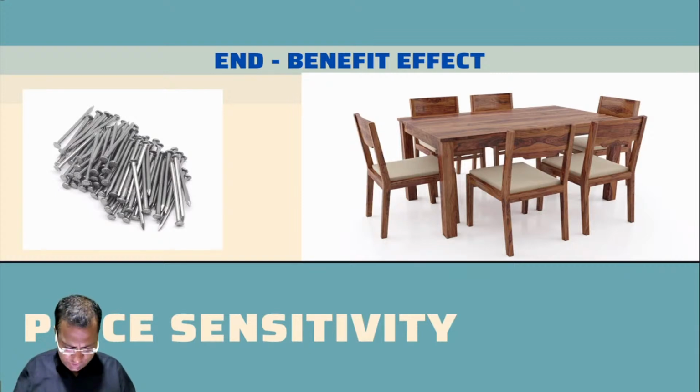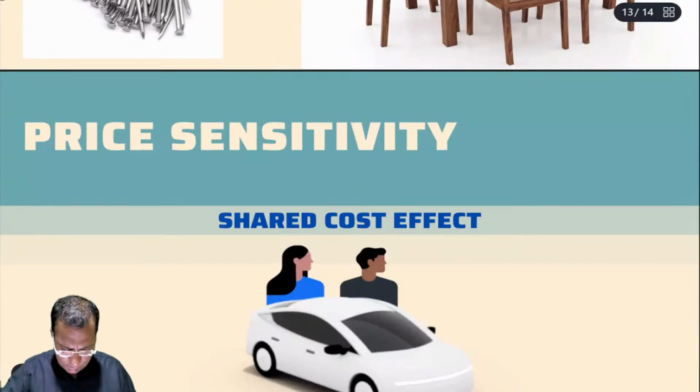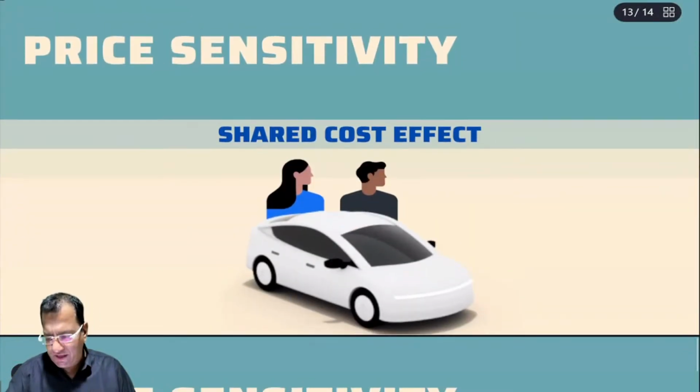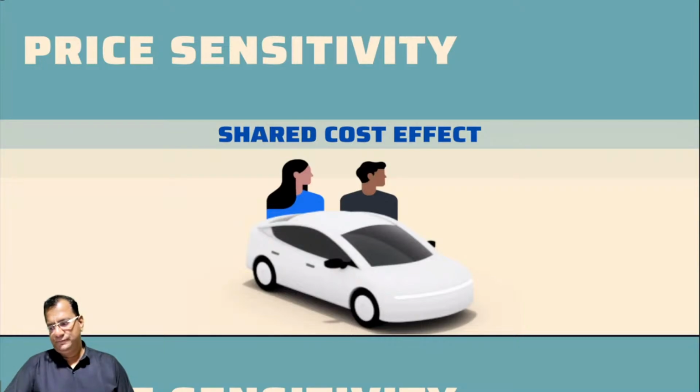Okay, let's move on. The last column we are not filling because of the same repetition. If it is low, we can increase the price. If it is high, we cannot increase the price. Okay, next point, shared cost effect.